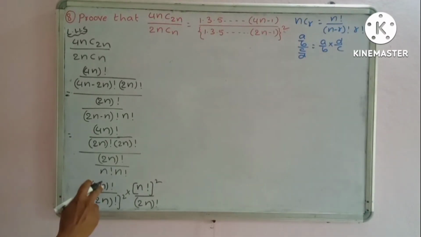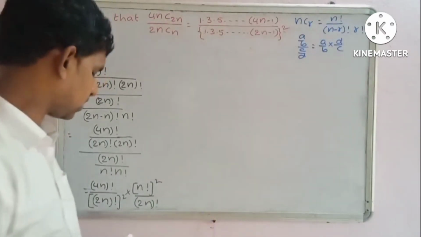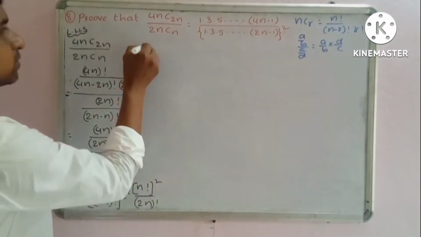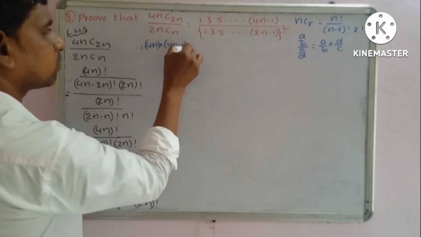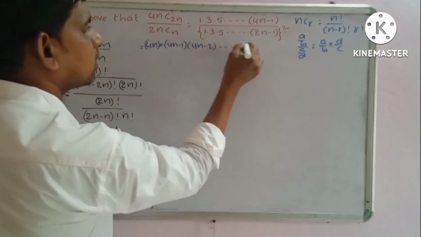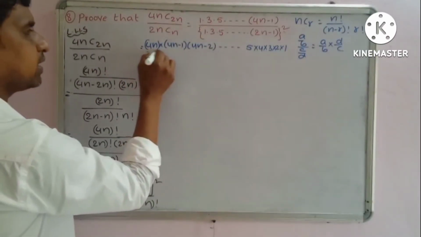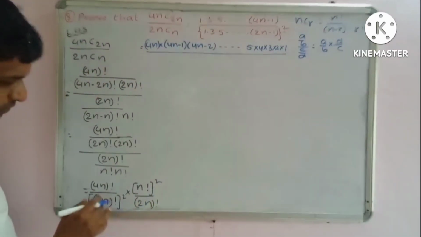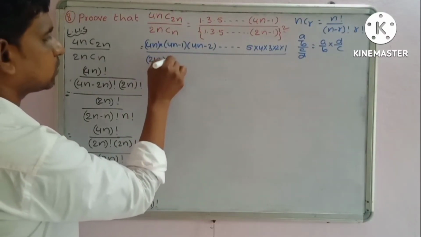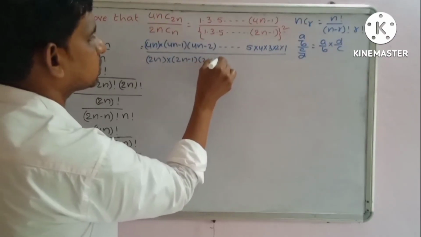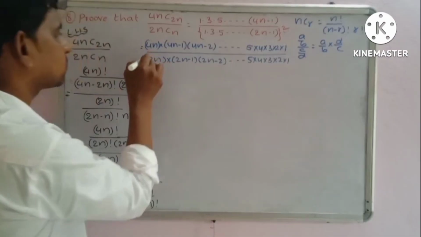Now the expansion of 4n factorial. The expansion of n factorial is n into (n minus 1) into (n minus 2) and so on. So 4n factorial is 4n into (4n minus 1), (4n minus 2), and so on, 5 into 4 into 3 into 2 into 1, divided by the denominator also 2n factorial. So 2n into (2n minus 1), (2n minus 2), and so on, 5 into 4 into 3 into 2 into 1, whole square.